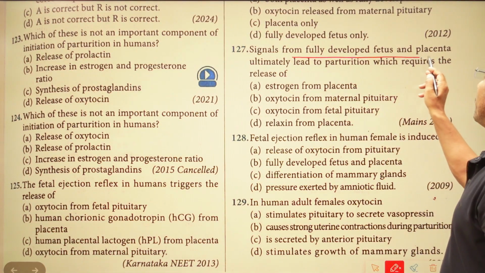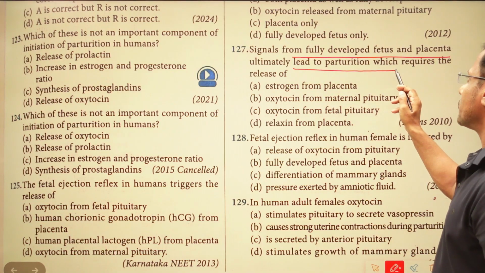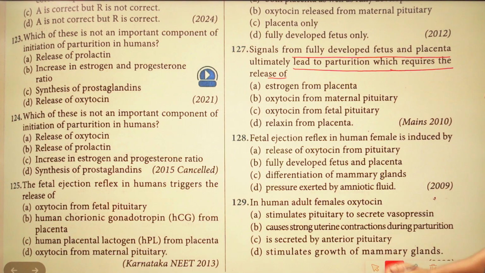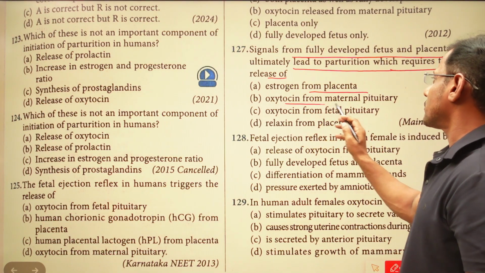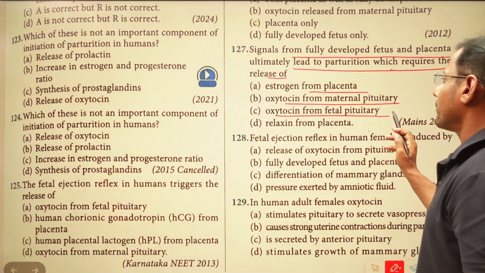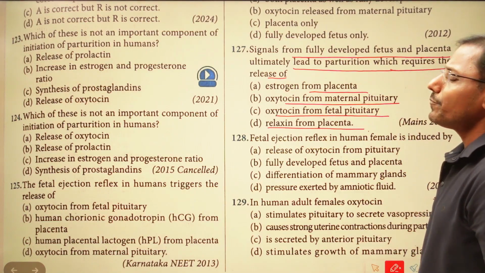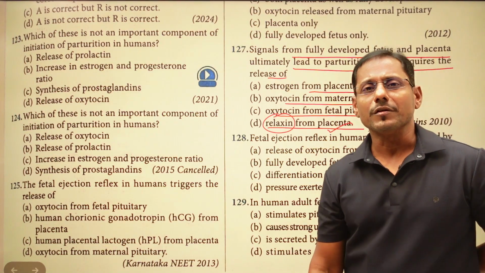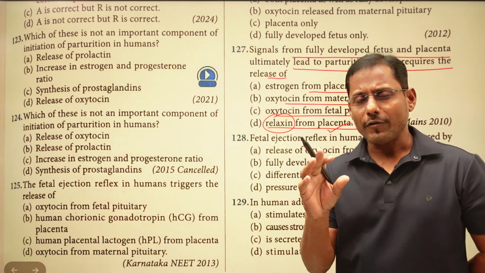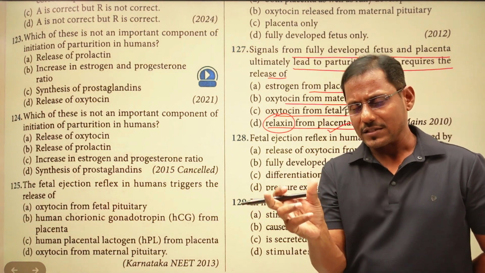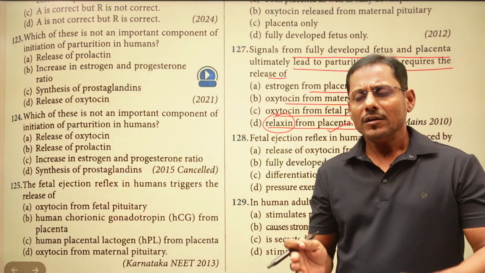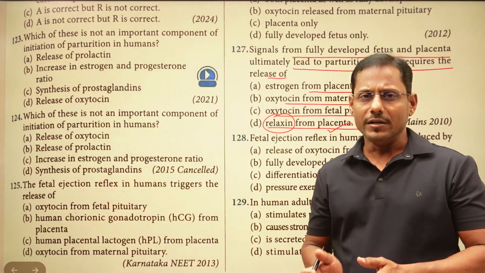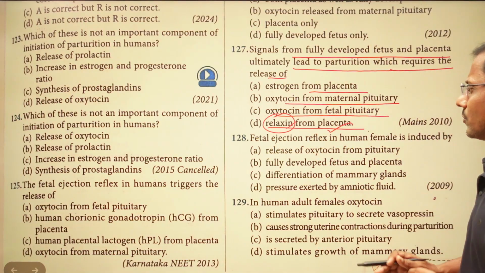Signals from fully developed fetus and placenta ultimately lead to parturition, which requires the release of estrogen from placenta, oxytocin from maternal pituitary, oxytocin from fetal pituitary, relaxin from placenta. Actually, relaxin is not released from the placenta. Relaxin is the hormone released from the corpus luteum, from the ovaries. This relaxin is useful for loosening the ligaments of the pelvic girdle, right? So leave it about that.